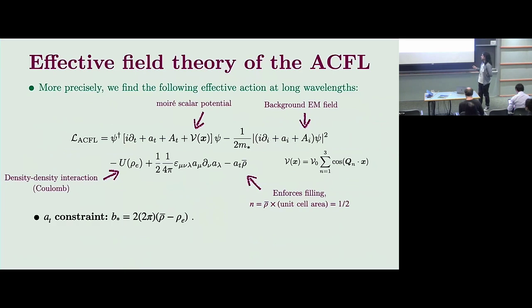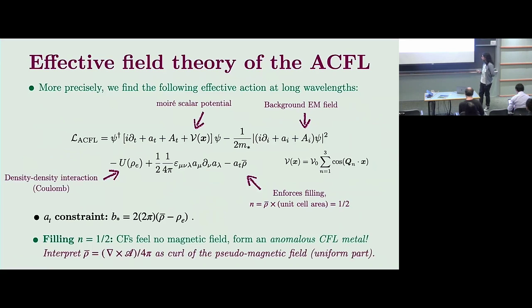If you look at its equation of motion, you see that the magnetic field felt by the composite fermions vanishes at half filling and at B equals 0. And as a result, at half filling, composite fermions feel no magnetic field and form an anomalous composite Fermi liquid metal, and we can interpret this ρ-bar as the flux, the magnetic field associated with this pseudo vector potential from before.